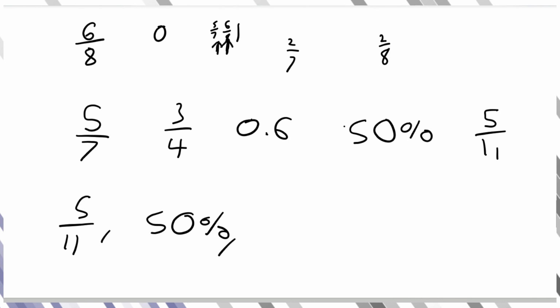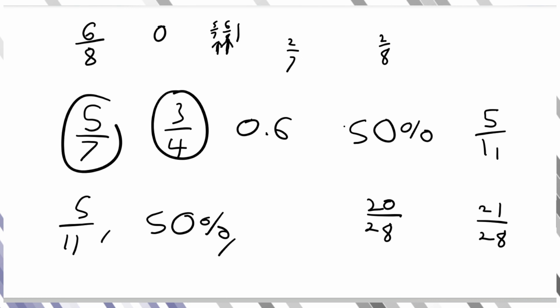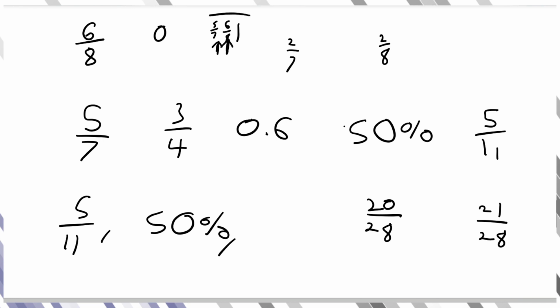One other little way, if that's really confusing, do this instead. Just change them both to be over 7 times 4. So 5 and 7, times them both by 4, we get 20/28. And 3/4, times them both by 7, we get 21/28. So 3/4 is bigger than 5/7. So you can do that instead. Alright, so now we know 3/4 is bigger than 5/7.